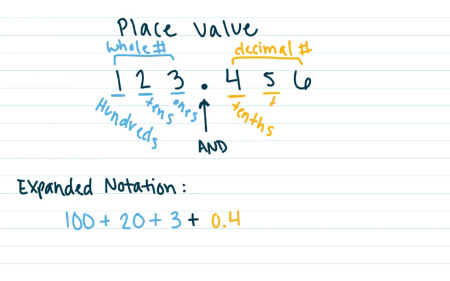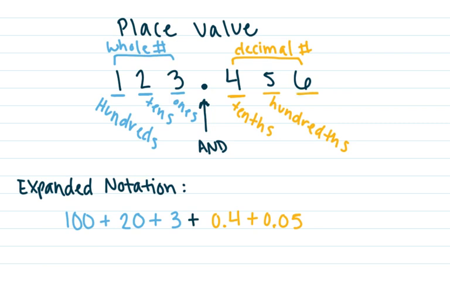That 5 right there is in the hundredths spot. The hundredths spot. That 5 represents 5 out of 100. So if I had 100 goldfish, 5 hundredths would be 5 of those 100 goldfish. And the way that I would write that out in expanded notation is 0.05. So 0 and 5 hundredths.